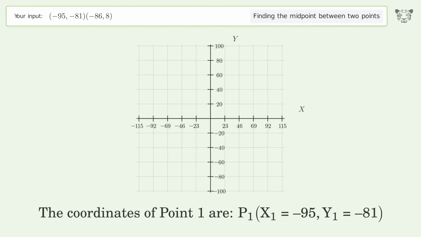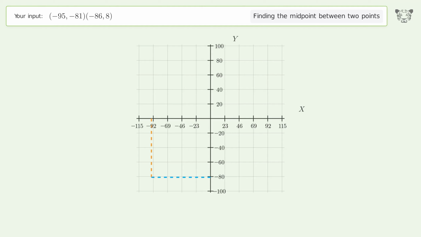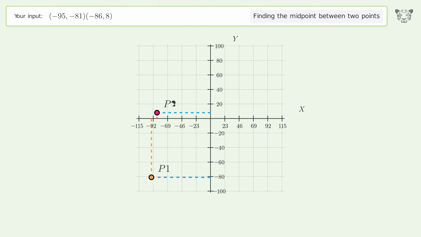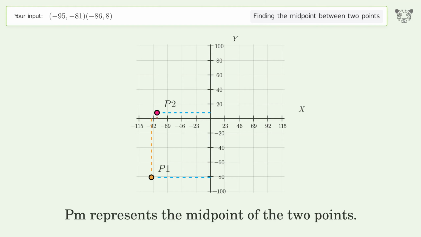The coordinates of point 1 are, x1 equals negative 95, y1 equals negative 81. The coordinates of point 2 are, x2 equals negative 86, y2 equals 8. PM represents the midpoint of the 2 points.